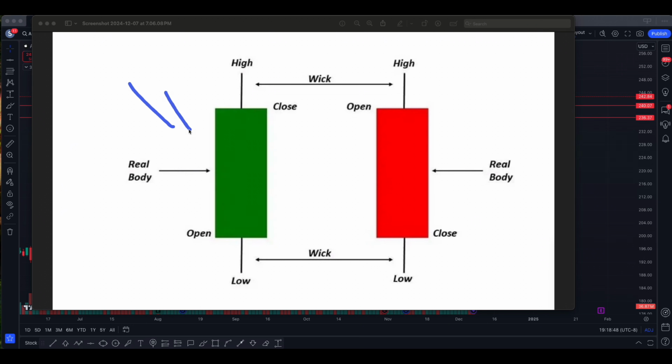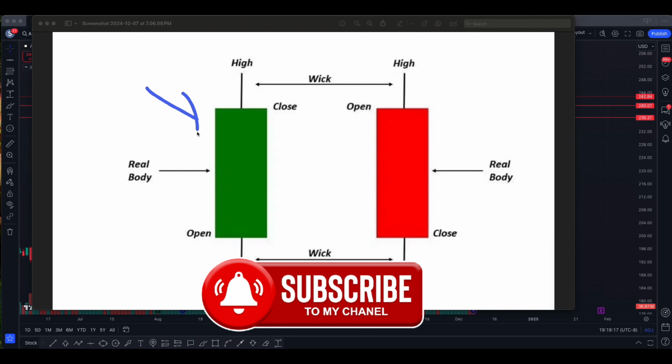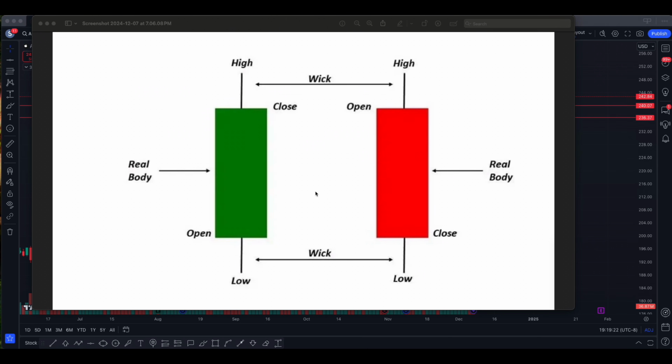So that was for the bullish candle. For the red candle, pretty much the same thing. High means the highest price, open is where the price actually opened, the close is where the stock actually closed, the low is the lowest price the stock reached, and the body of the candle right here. So the main difference between a bullish candle and a bearish candle is where they open and where they close.